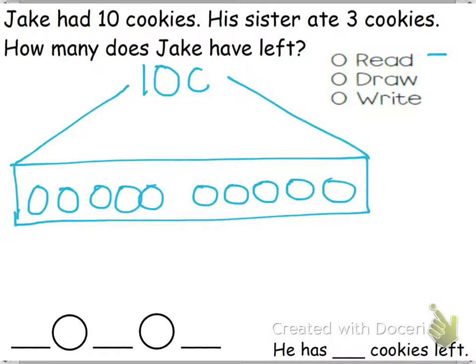His sister ate 3 cookies. Well, we know that's the part that we're taking away. Now you could cross out 3 if you would like. Or you can just count 3 and then separate it from the rest. Now remember, tape diagram is a picture with labels. So I have to label it with a number, the 3, and a letter. So I'm going to do an A for ate. That's how many sister ate. Now, how many does Jake have left? Well, do we know how many Jake has left? No, we do not. We have not figured that out yet.